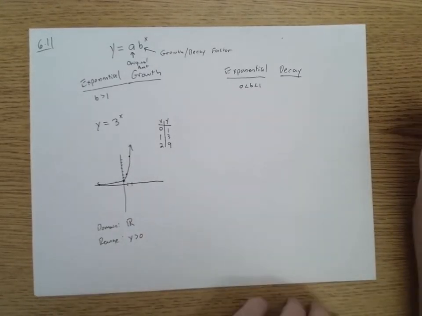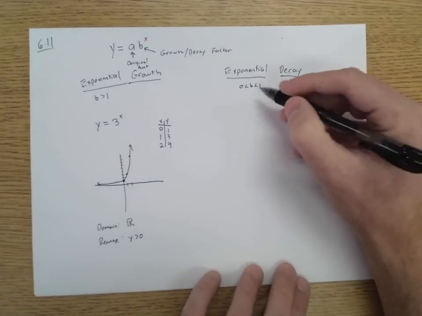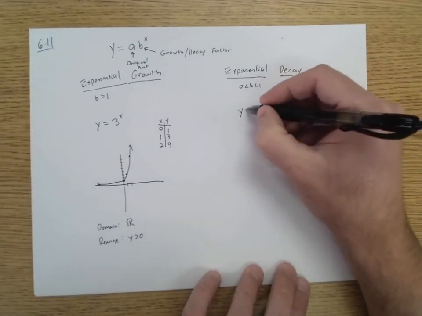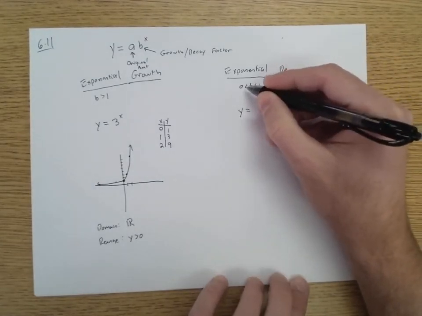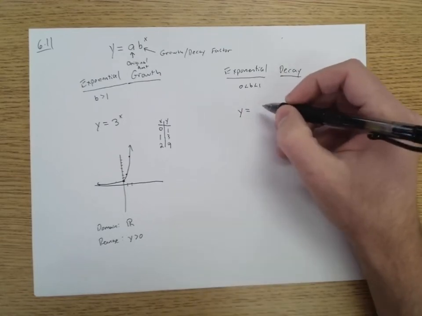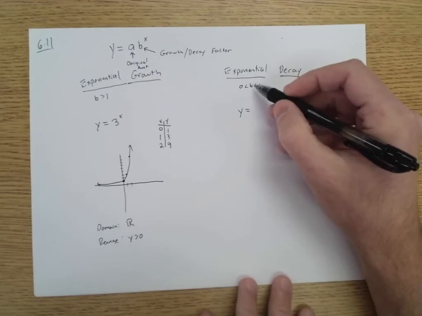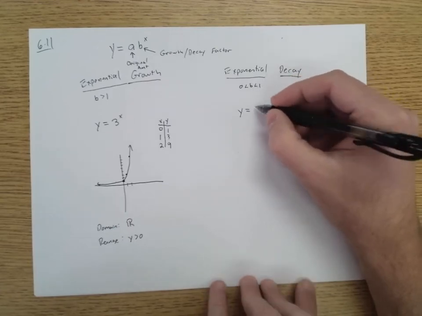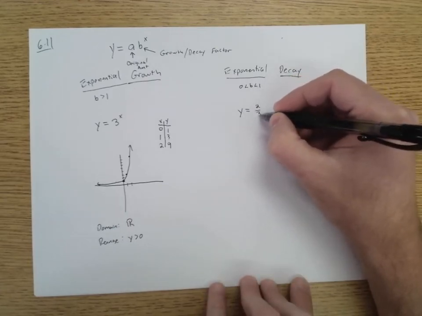Okay, if you take a look at exponential decay, in this case we would have something where b is less than 1, but not less than 0. So it's a fraction, but you have to be careful because it has to be a fraction that's less than 1. So for example, if b was 5/3, that would still be growth, but we'll go with y equals (2/3)^x.